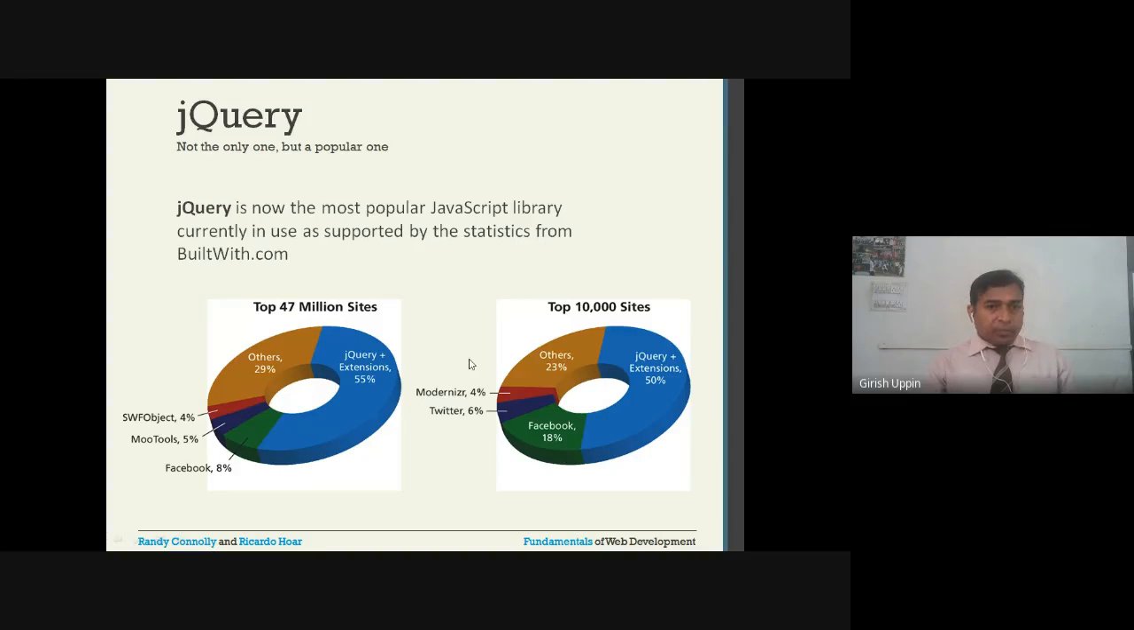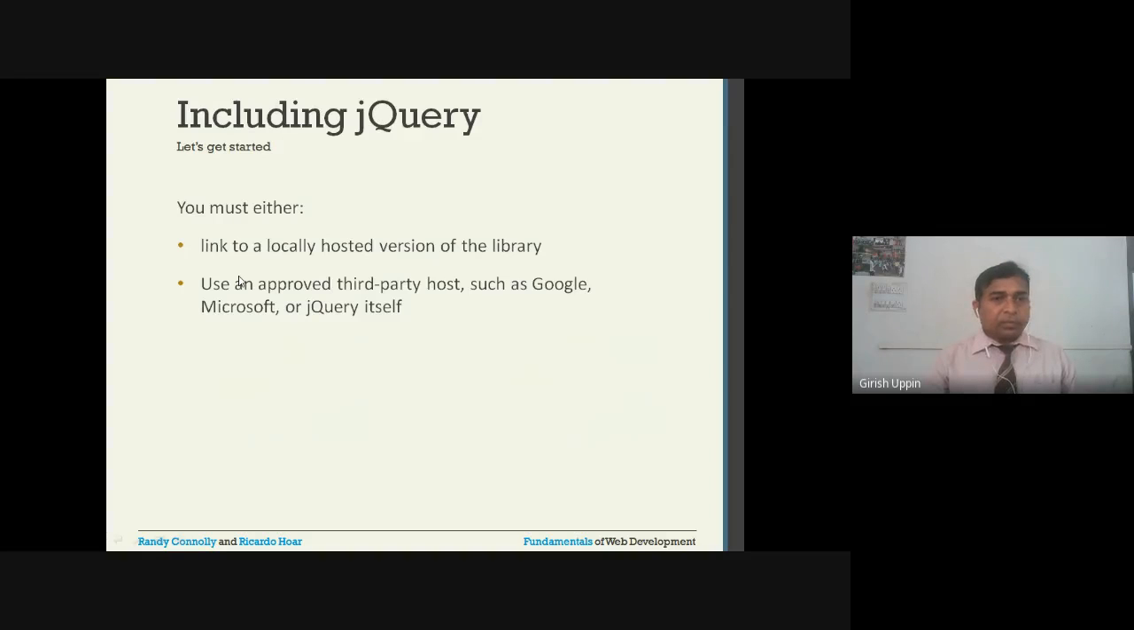This is the number of sites. jQuery is very popular. You can see among the top 47 million sites, there is jQuery or an extension on around 55%. And if you take the top 10,000 sites, about 50% use jQuery and its extensions. jQuery is now the most popular JavaScript library currently in use, as supported by the statistics from this source. This is where the statistics are taken.